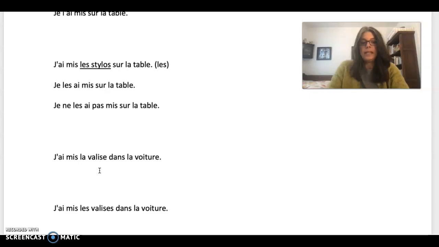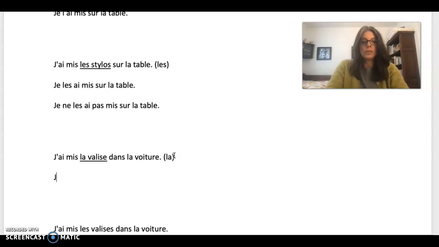So, j'ai mis la valise dans la voiture. I put the suitcase in the car. La valise is our direct object. It's feminine. Okay, so, je l'ai mis, and so la valise was feminine, so we're going to make the past participle agree with the direct object pronoun by adding an E, which you'll see does change the pronunciation. So to pronounce this, you say, je l'ai mise dans la voiture, right?